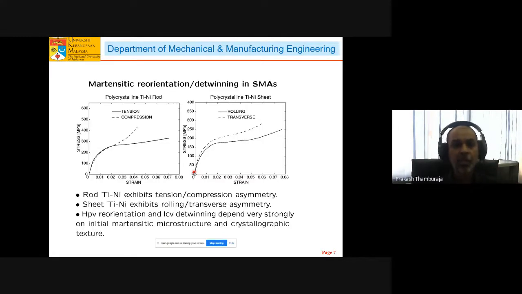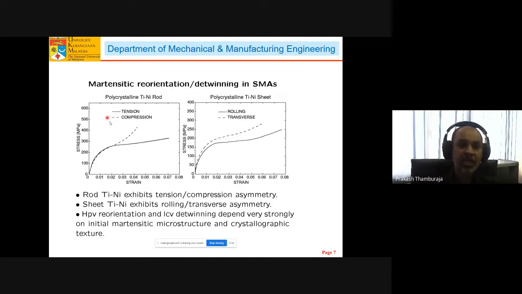Next, what happens during martensitic reorientation and detwinning in shape memory alloys? We take different samples, bought off a catalog. We tested two different types of samples. One is in a rod fashion, a polycrystalline nickel titanium rod, and we also bought a crystalline sheet. This is manufactured by a rolling process, and when you roll something, you have preferential directions. Likewise, when you extrude something into a rod, you also get some preferential directions.